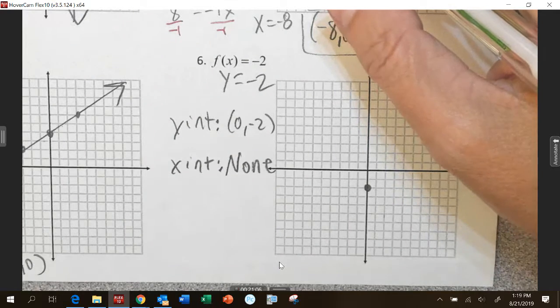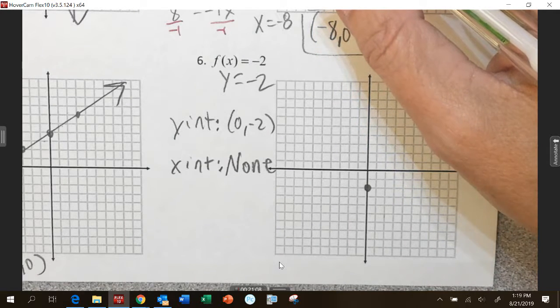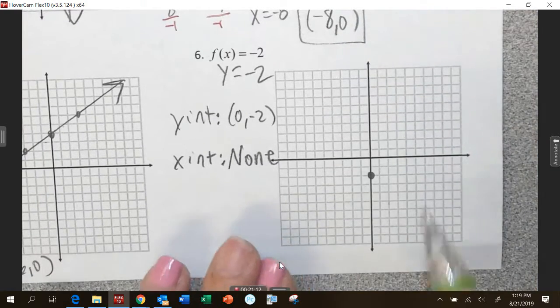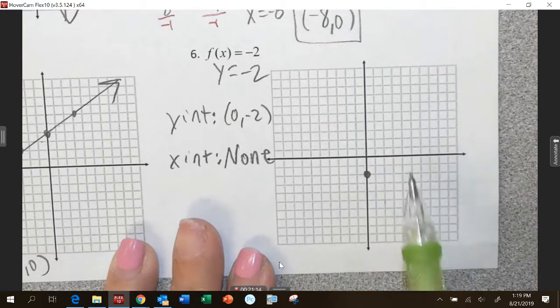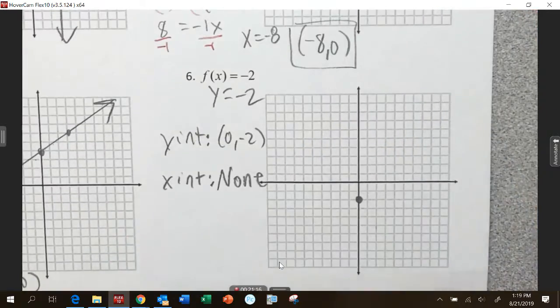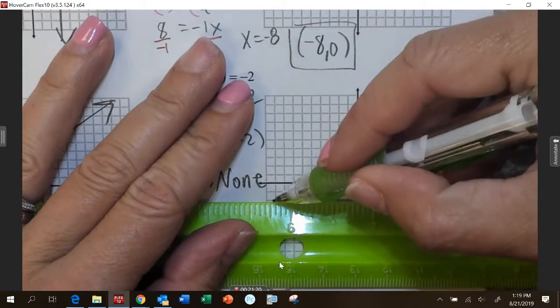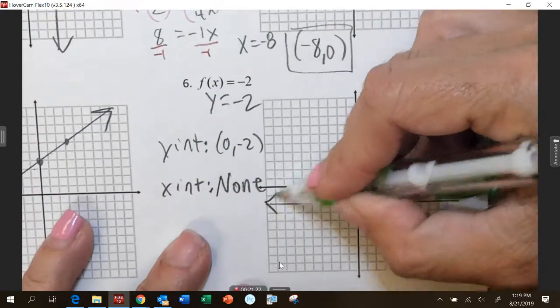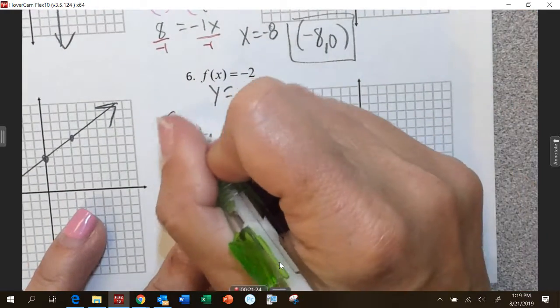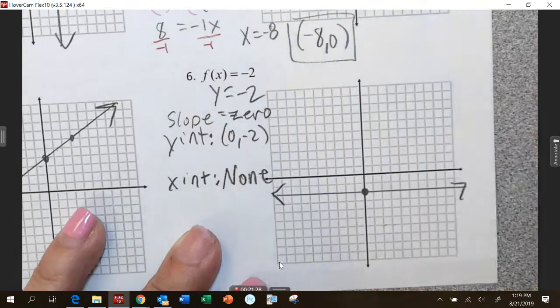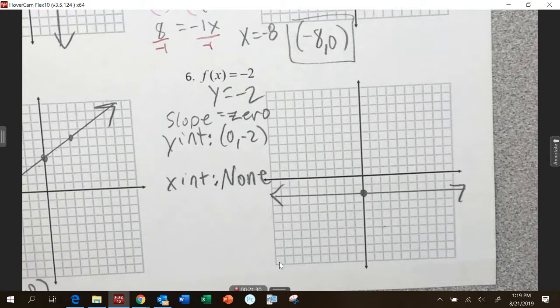There's no x in the equation, so there's going to be no x-intercept. No x, so that's how we know that there isn't any. And then slope, if this is not going to cross the x-axis, it has to be a horizontal line. And what is the slope of a horizontal line? 0. And you can write the 0 like a number. I just wrote 0 so everybody knows what I'm saying.